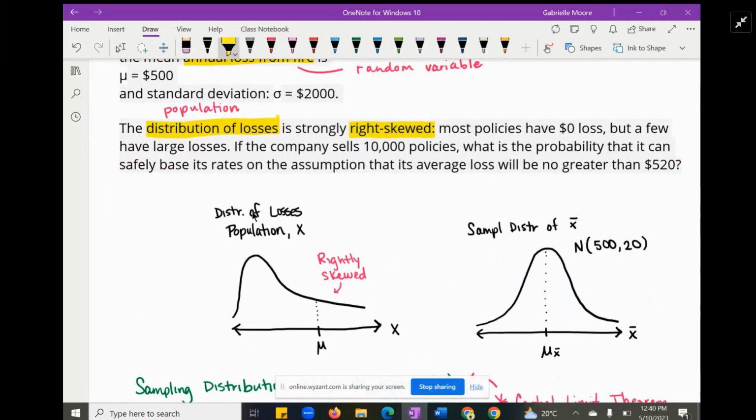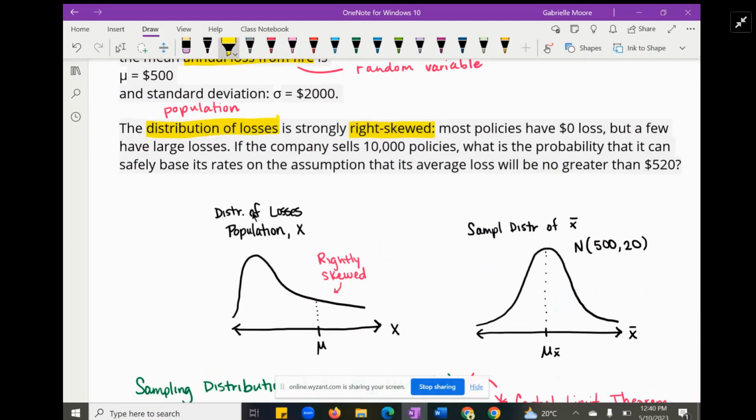Most policies have $0 loss. And what that probably means is the issue that happened at the house wasn't as big of a problem where there was any monetary loss, right? And very few of the fire issues that come through the insurance company are actually large. Well, that creates a right skew distribution where there's fewer data points to the right, and the majority of the data points are to the left. And when we read a graph, which is from left to right, we see that the values to the left are going to be smaller than the ones to the right, right?